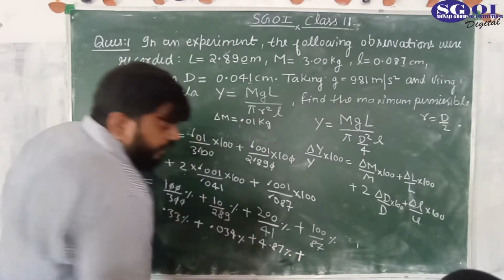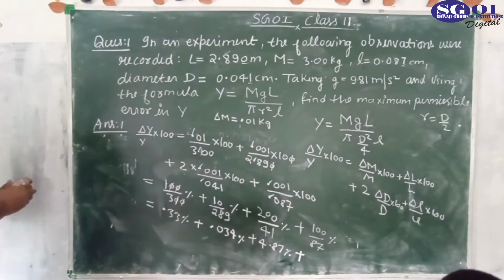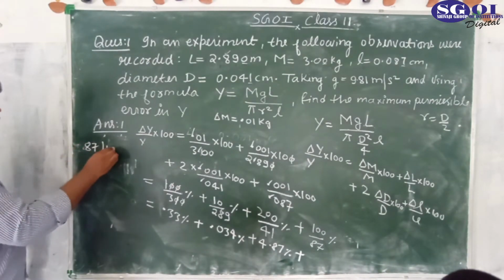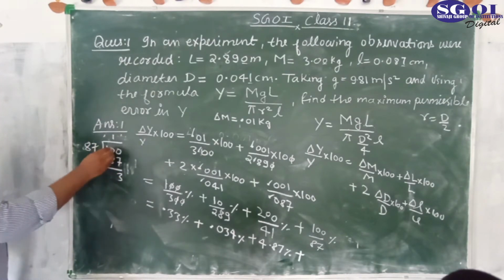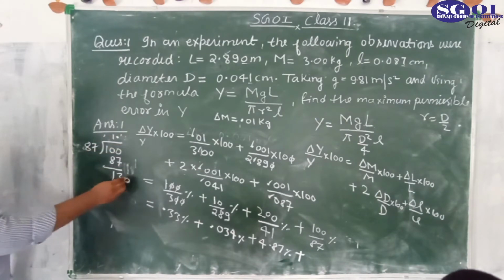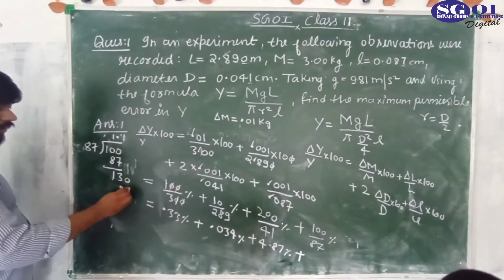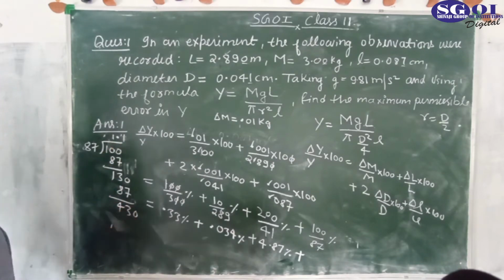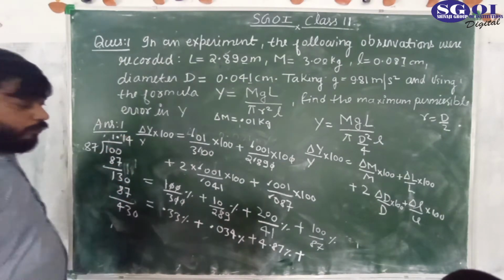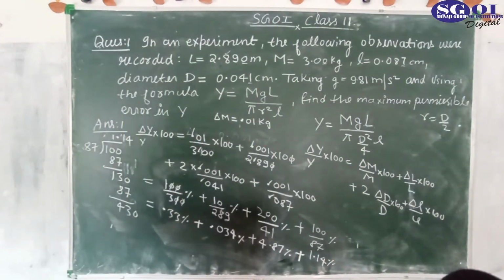So it would be 4.87%. Plus 100 by 87. What is 100 by 87? 1 time 87, and this is 100. Not 2 times, this is again 1 time. So it would be 87. This gives 1.14%. Now add all these quantities.